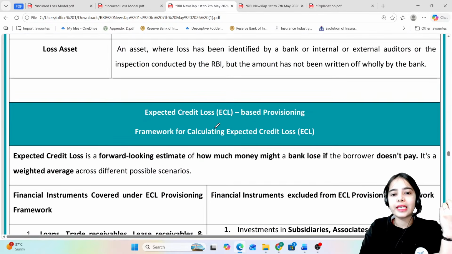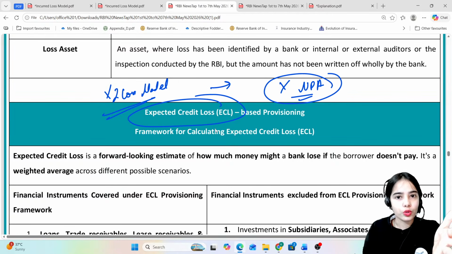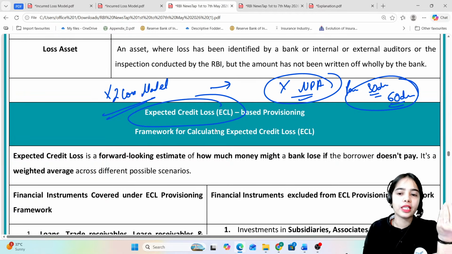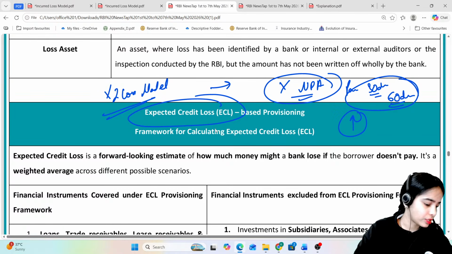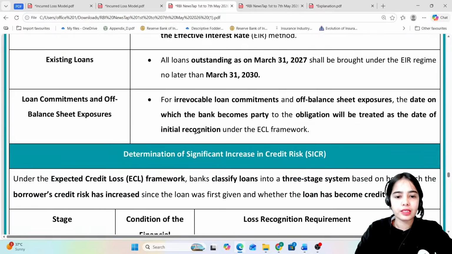That's why the RBI said that instead of following the incurred loss model, we will follow the expected credit loss based provisioning, so that even when the loan has not become NPA, in this time period also, when the payment is overdue for 30 days, the payment is overdue for 60 days and such, the bank should start maintaining some provisions. Any confusion? So this we will discuss.